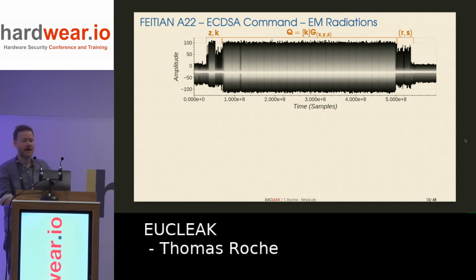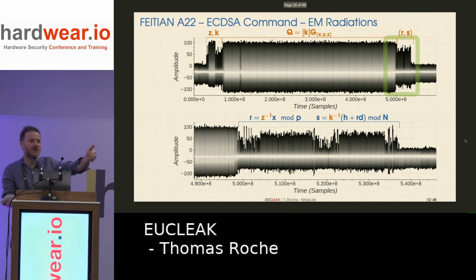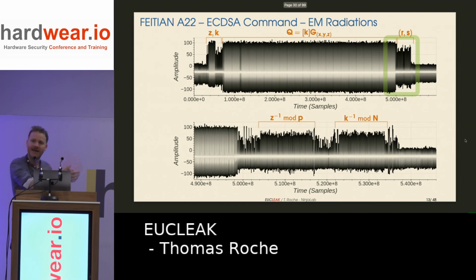We have this signature that starts by randomly generating Z and K. And then this is a huge scalar multiplication that takes all the time of the computation. And at the end, the output of the signature is computed. If we zoom into this, we have this end of the computation. And here you have the two modular inversions, the inversion of Z and the inversion of K, that have to happen there. And this is the longest part of this end of the computation.